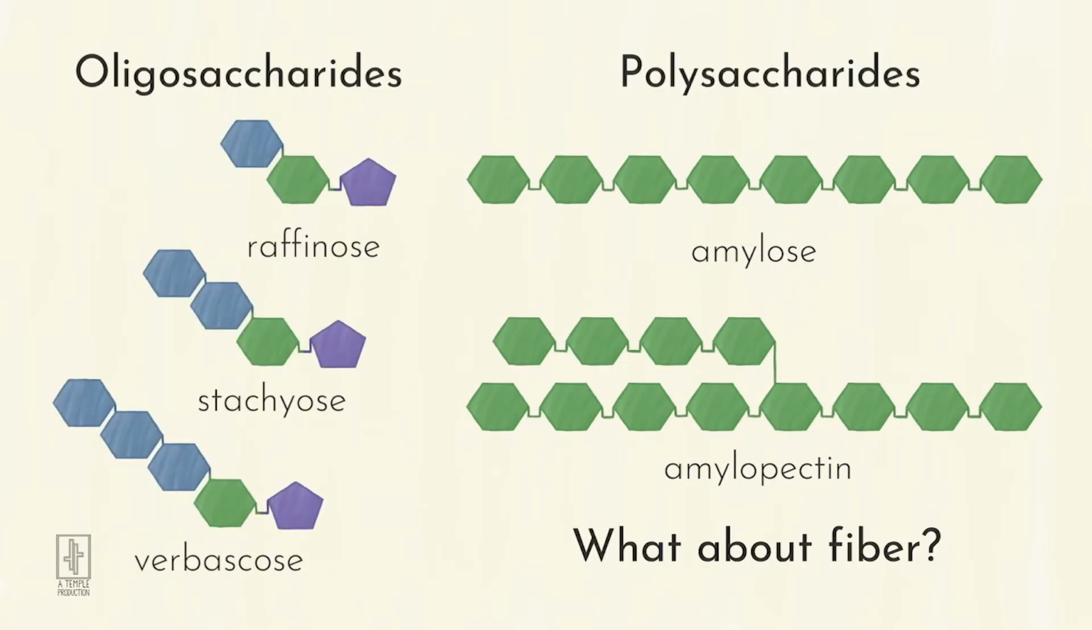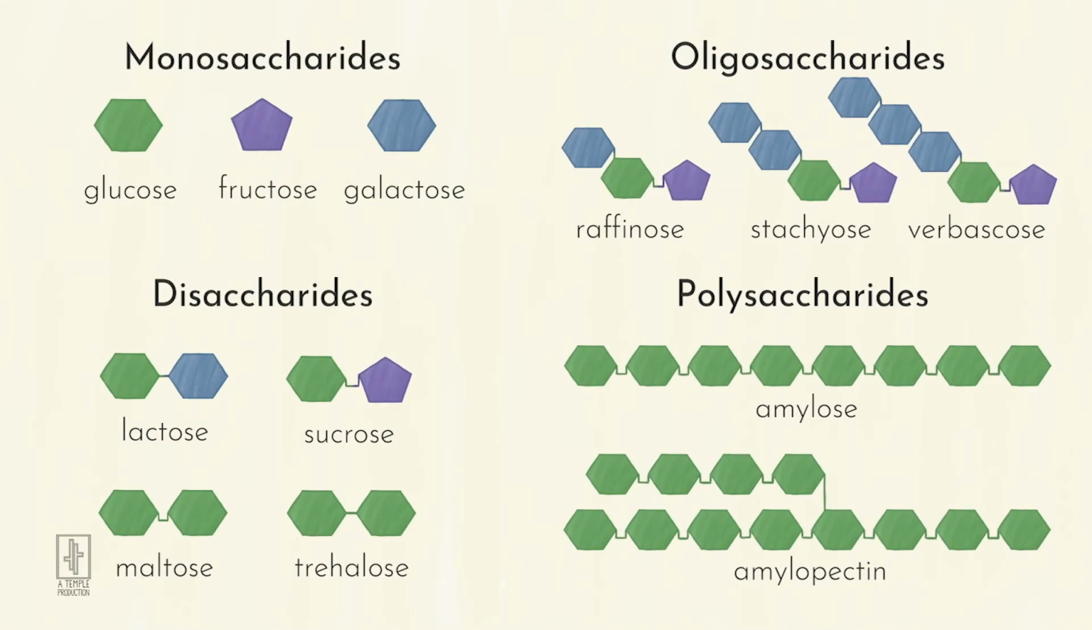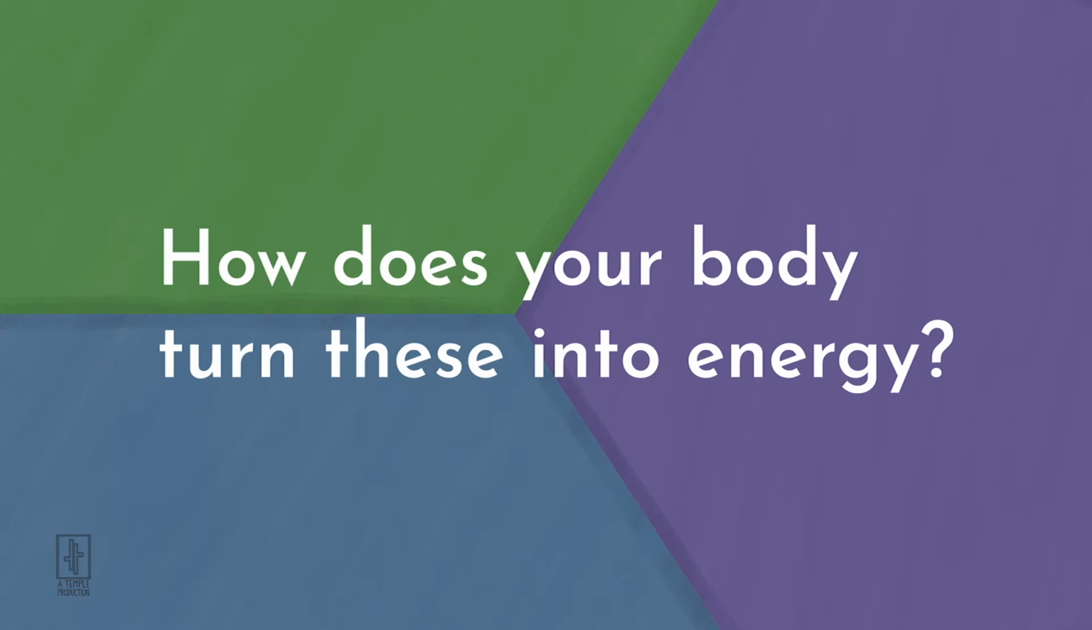Fiber is also a complex carbohydrate, but it isn't digested. We'll talk more about it in another episode. All of these carbohydrate types can be used for energy. How does your body turn these into energy?